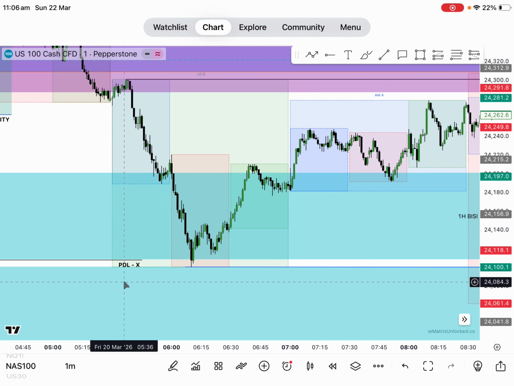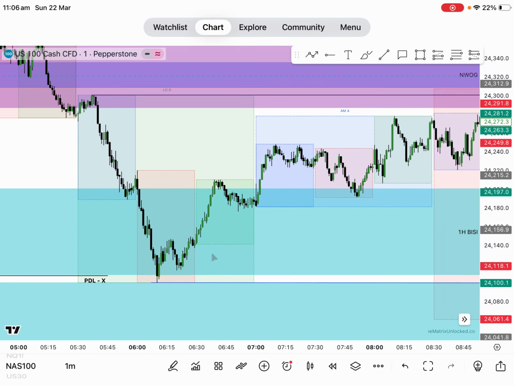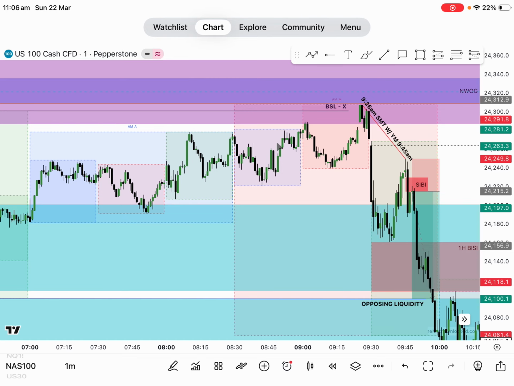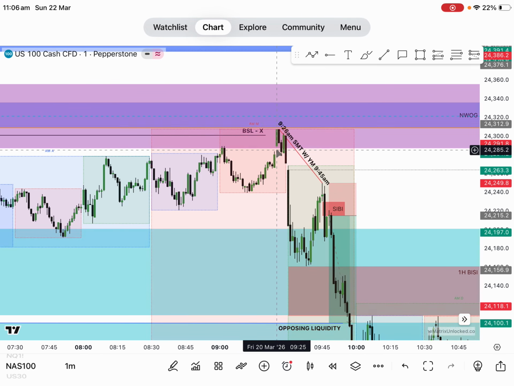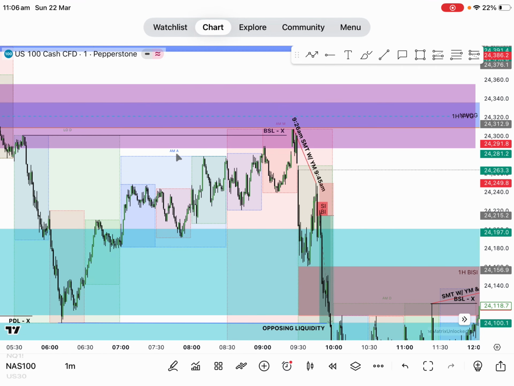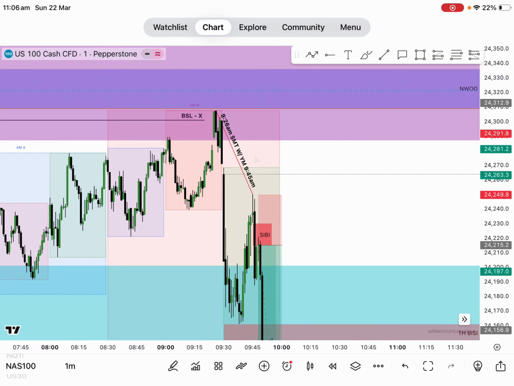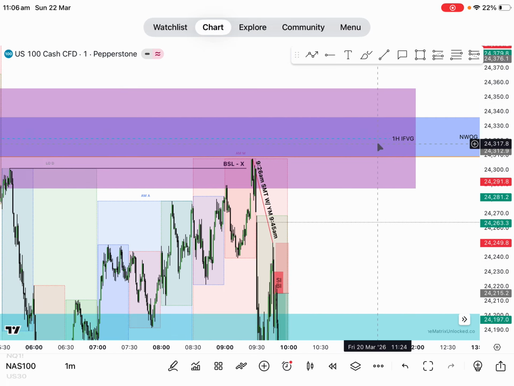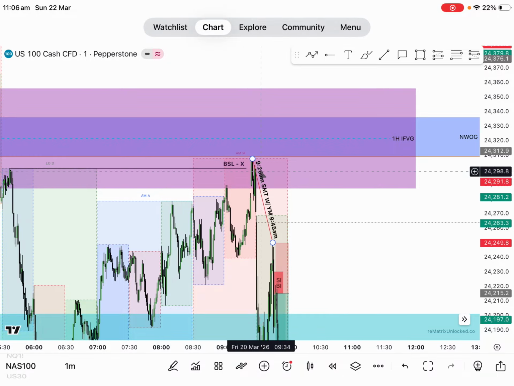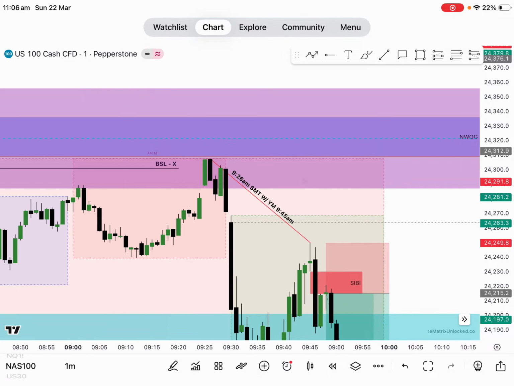Then comes previous daily low is taken at 6 o'clock in the morning, and then 7, 8, 9 at 9:26 buy side liquidity is taken. Major buy side liquidity is taken, with little buy sides being taken on the way up, and we are expecting the price to go down. This is the 1 hour IFVG that price is reversing from, a little bit shy of touching the NWOG. It doesn't matter, this 1 hour IFVG is enough for us to frame the trade.